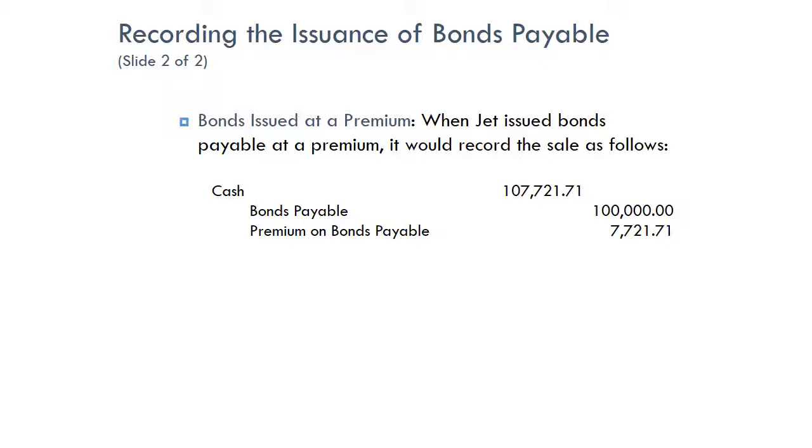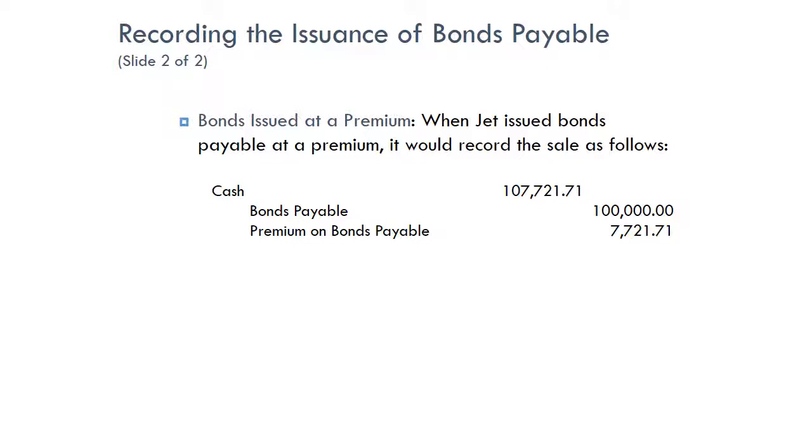When it's sold at a premium, of course, our cash is higher than face value. So we'll debit cash, we'll credit bonds payable, and then we credit an adjunct account to bonds payable. An adjunct increases its buddy. A contra decreases its buddy. So discount on bonds payable would decrease the bonds payable account when we report it on the balance sheet. Premium on bonds payable will increase.